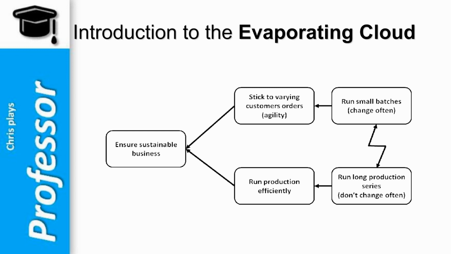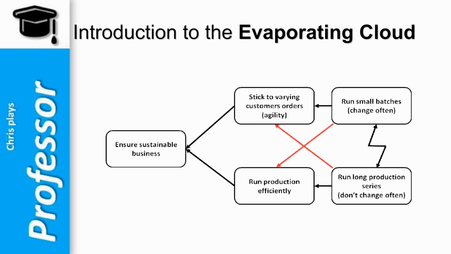Each side is right from its own perspective, so let's read the cloud as it is before digging into the underlying assumptions. In order to ensure sustainable business, we must adhere or stick to varying customer orders. In order to stick to varying customer orders, we must run small batches and change often. On the other side, in order to ensure sustainable business, we must run production efficiently. In order to run production efficiently, we must run long production series.